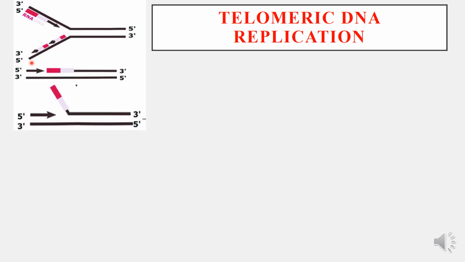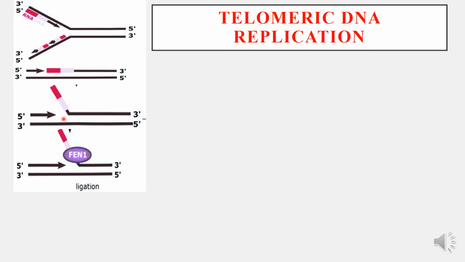So as the replication reaches its termination stage, the primers have to be removed, and these primers are made of RNA. So now this RNA primer is replaced by DNA primer.